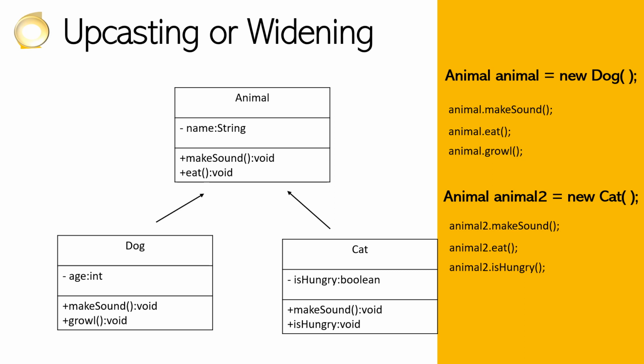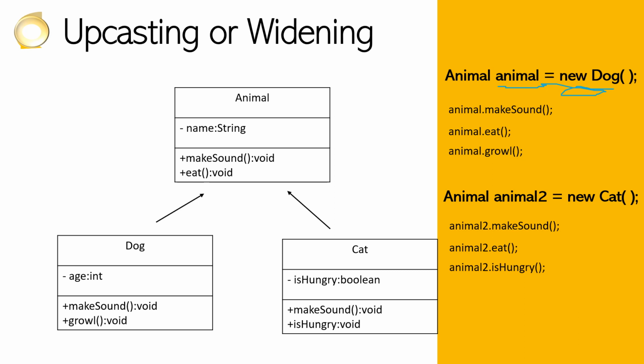How do we perform upcasting? Here we go. Animal is the parent class. Animal is a reference to the parent class equals new dog. Dog is the subclass or the child. As mentioned earlier, when upcasting is performed, it gives flexibility to access the parent class members. So all the members of the parent class can be accessed. However, it is not possible to access all the child class members if upcasting is performed.